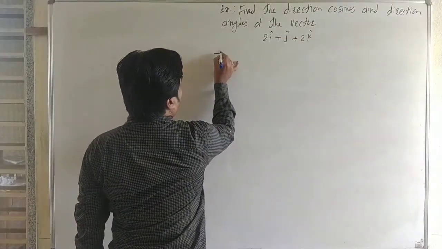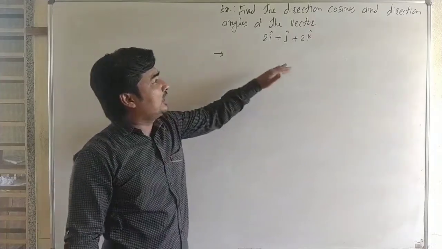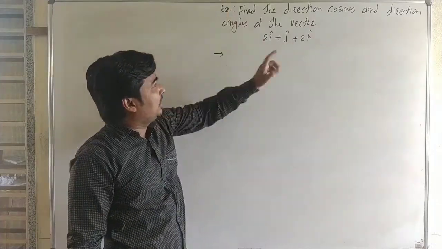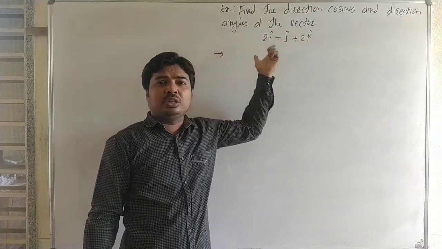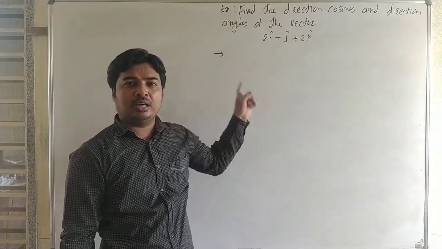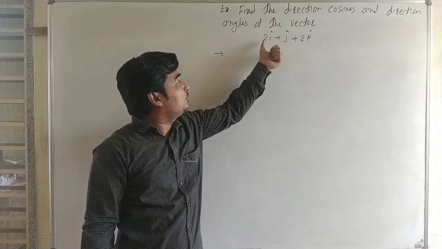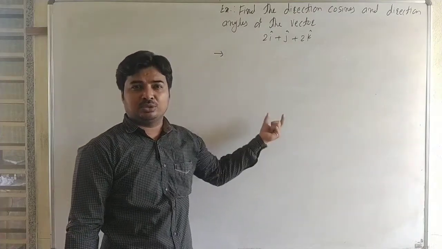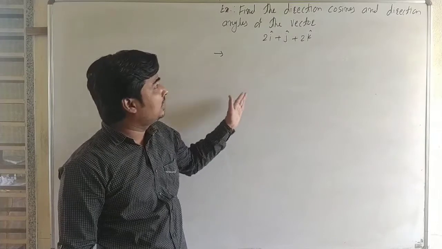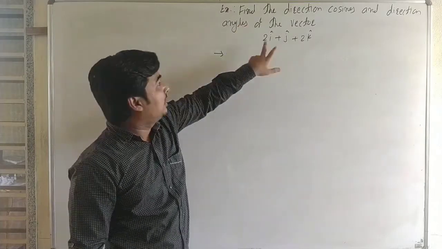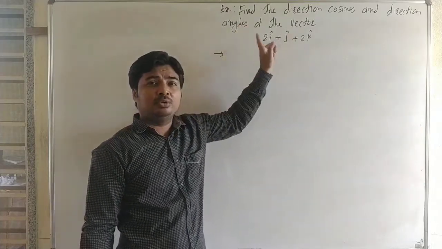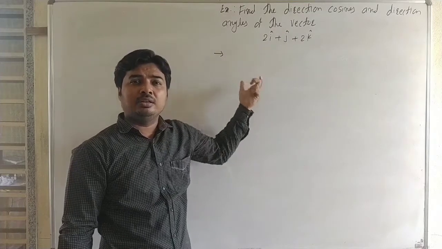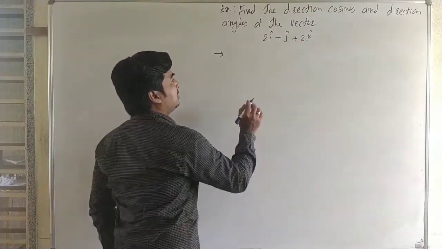Here we want to find the direction cosines and direction angles. Here the vector is given. We know that the components of the vector are the direction ratios, that is 2, 1 and 2 are the direction ratios, and when we know the direction ratios A, B and C, we find L, M and N, that is the direction cosines.